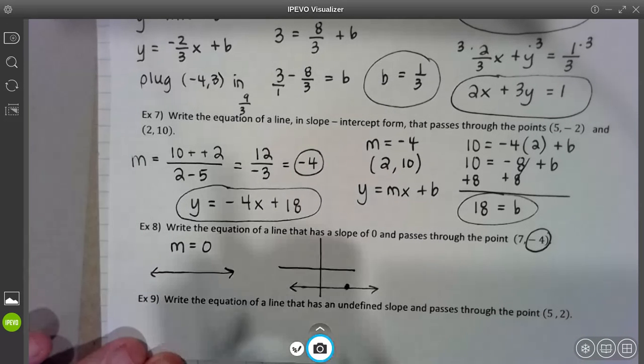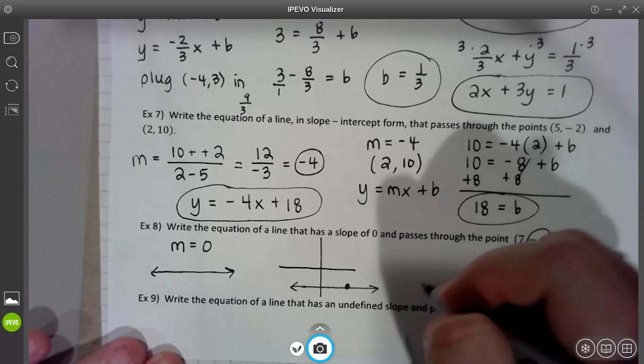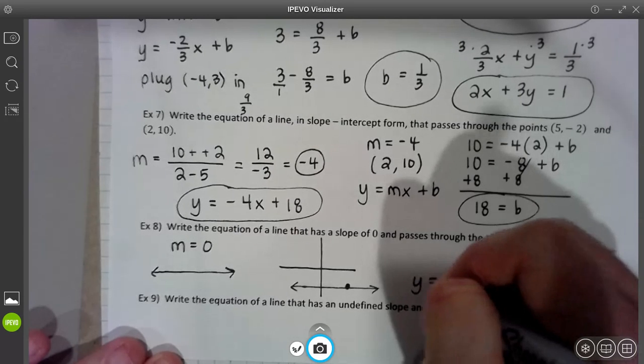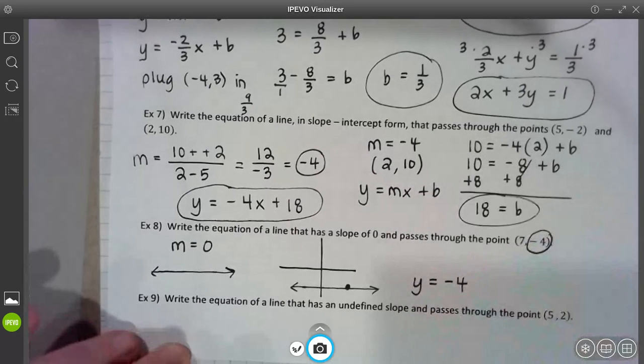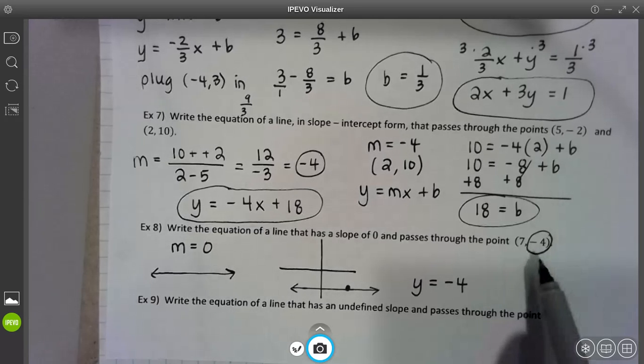It's -4. That means every single y coordinate on this line is -4. So that becomes the line y equals -4. That's it. Whatever coordinate doesn't change, that is what the equation is going to be. It's going to be the y coordinate doesn't change, so it's y equals, well, what is the y coordinate of every single point on this line? What's the y coordinate from the given point?